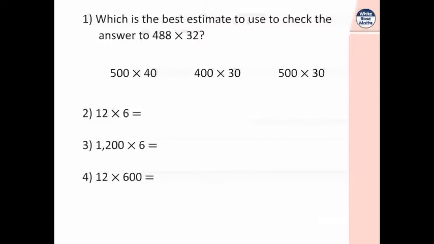Some warm-up questions for you. Which is the best estimate to use to check the answer to 488 times 32? Think about that rounding from yesterday's video. And then there are some other questions for you. Pause the video.